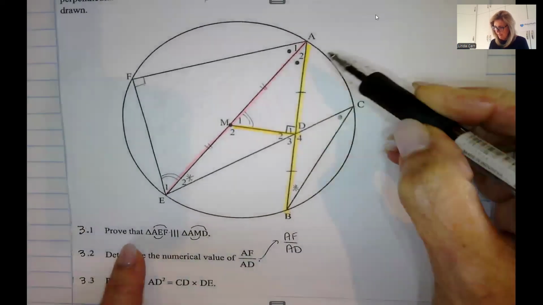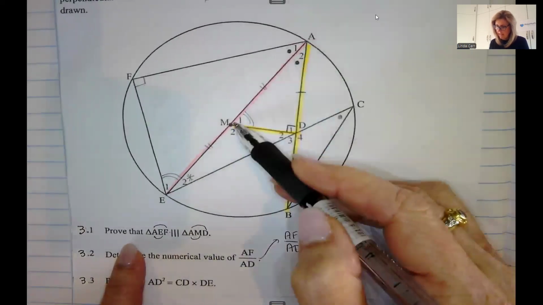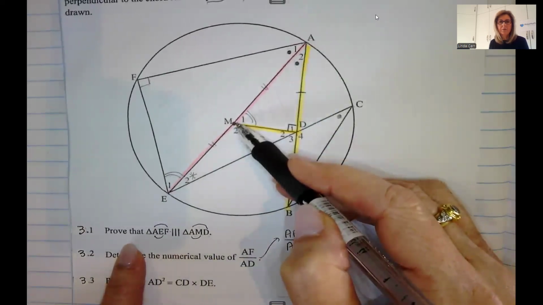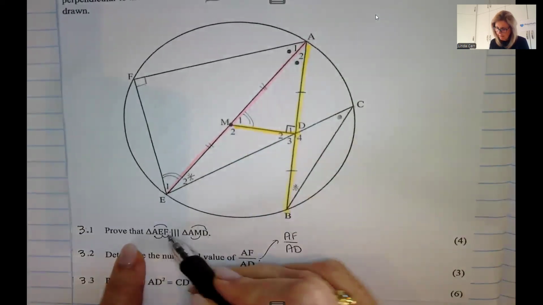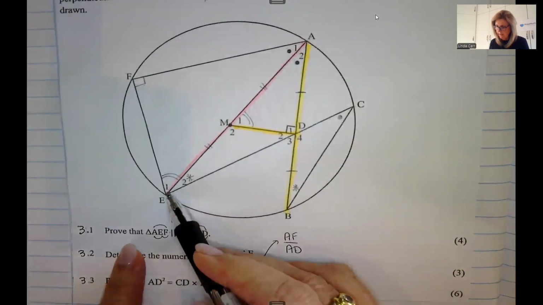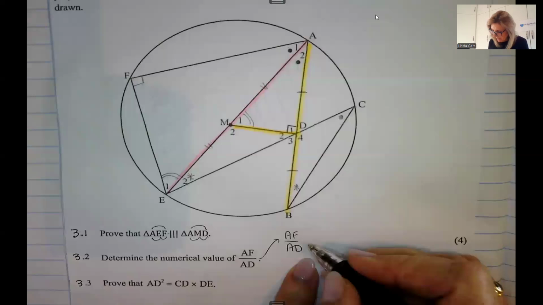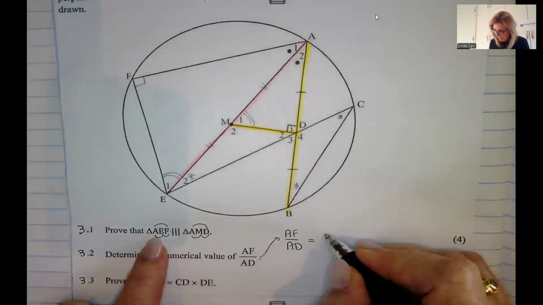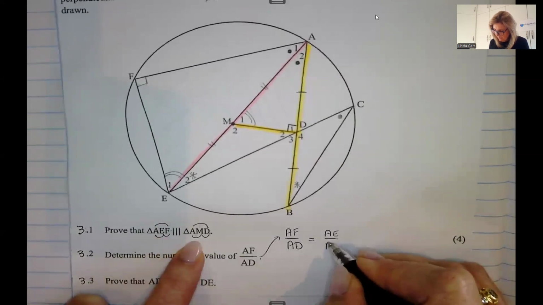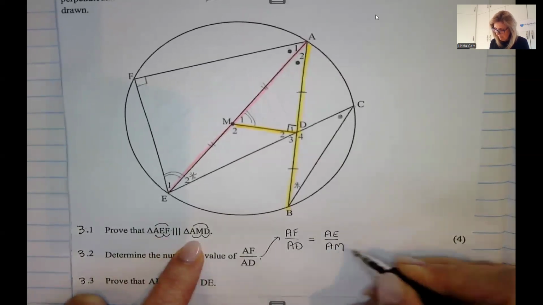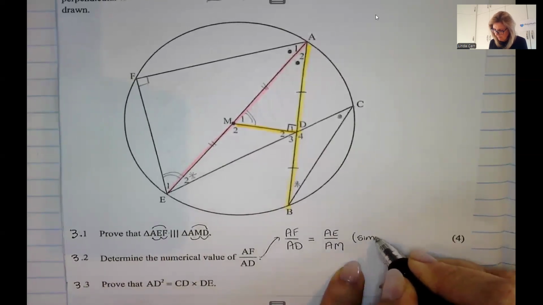Let's have a look at that. AE to AM. That's looking promising. Alternatively, we could have had EF to MD. EF to MD. That's not looking as promising. So I'm going to stick with AE to AM. And the reason for that is obviously similar triangles.